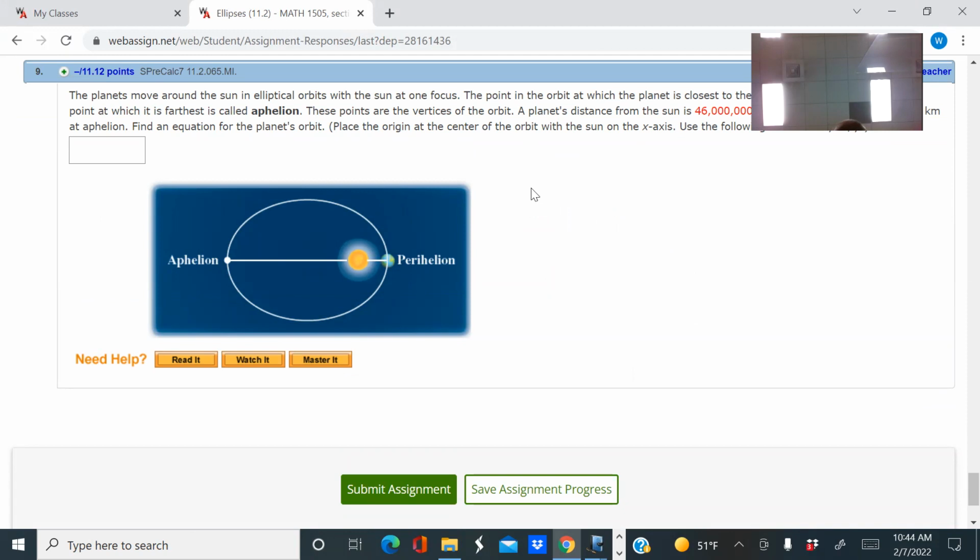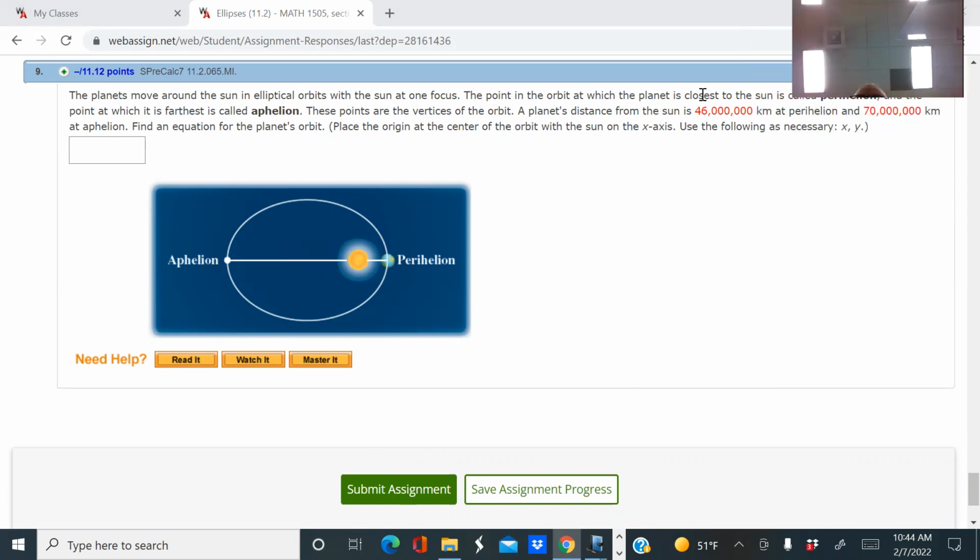So the point in the orbit where the planet is closest is called perihelion. So here's perihelion, right? That's when a planet such as the Earth is closest to the sun, and the furthest from the sun is aphelion. Right? So in this picture, aphelion.